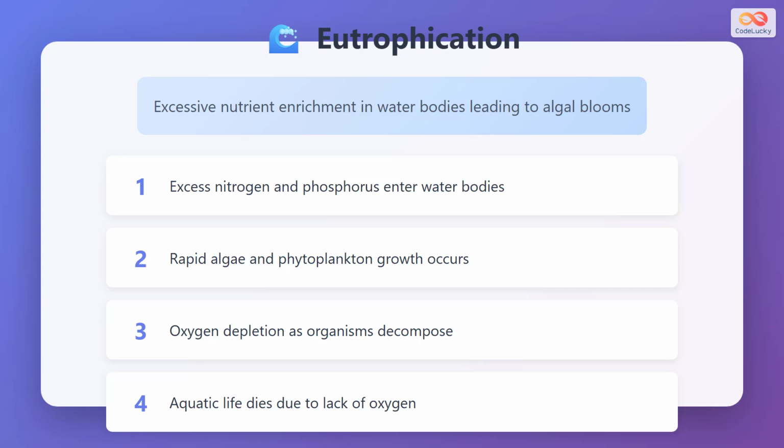Finally, aquatic life including fish and other organisms die due to lack of oxygen, creating dead zones where nothing can survive. Eutrophication transforms healthy aquatic ecosystems into lifeless waters and demonstrates how nutrient pollution can have cascading effects throughout the environment.